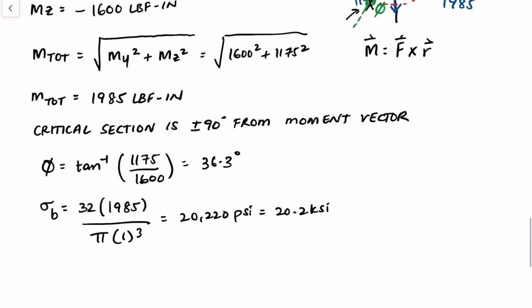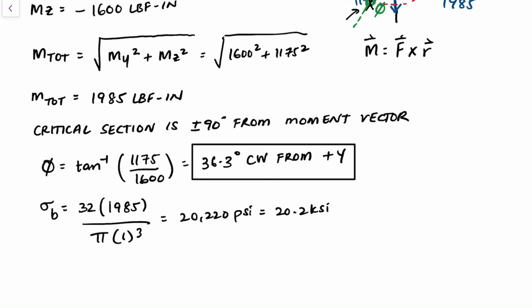So phi, or the stress element, is located 36.3 degrees clockwise from the positive y. So this is the answer to the first part. Okay.